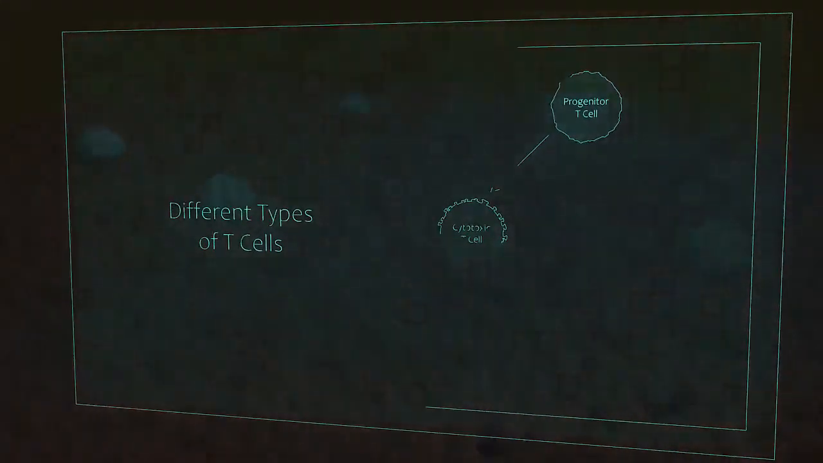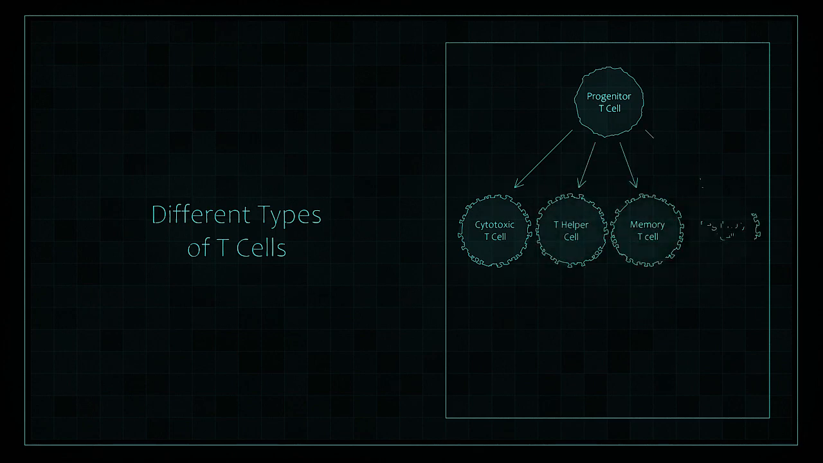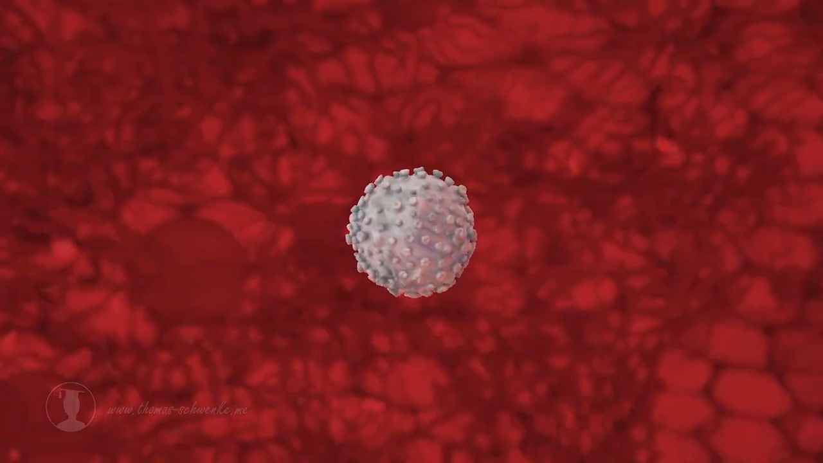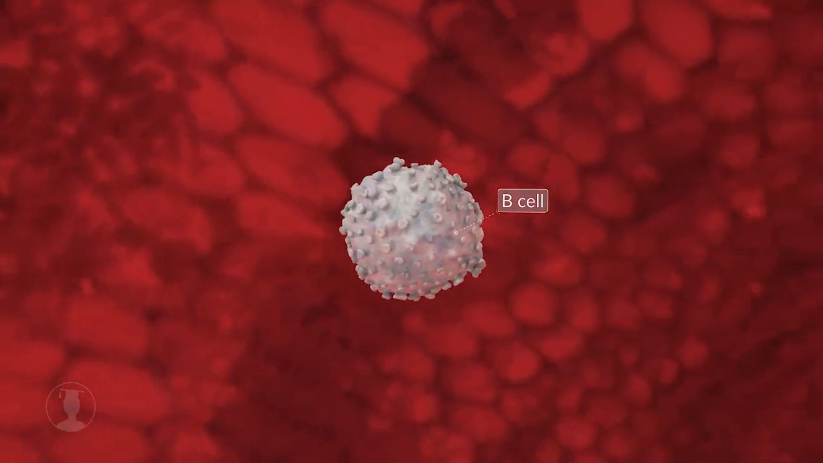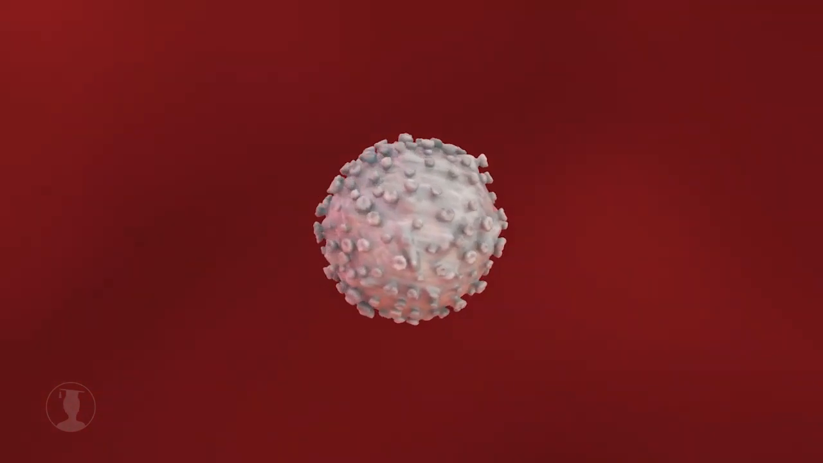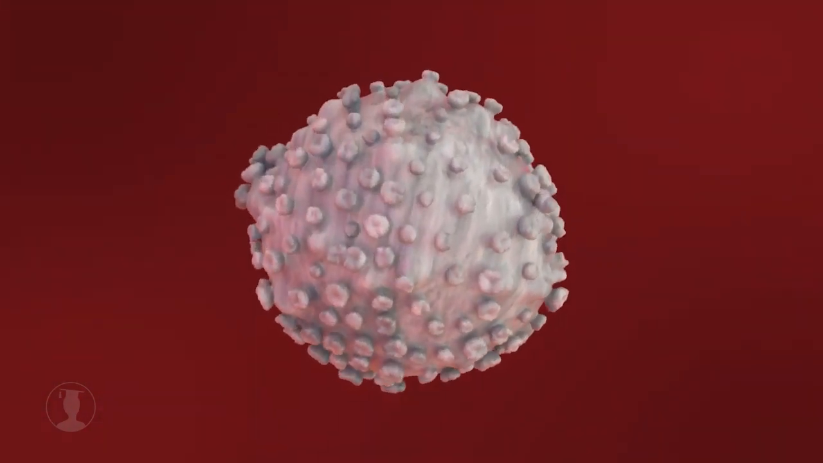There are not only cytotoxic T cells, but others as well: T helper cells, memory T cells, regulatory T cells, and others. T helper cells work hand in hand with B cells. B cells possess receptors like T cells. Like T cells, B cells also originate in the bone marrow. They then search for their specific antigen in the lymphatic system or in the bloodstream.